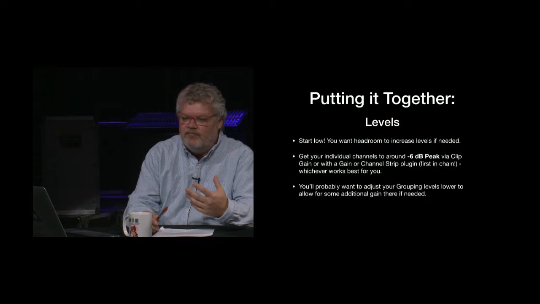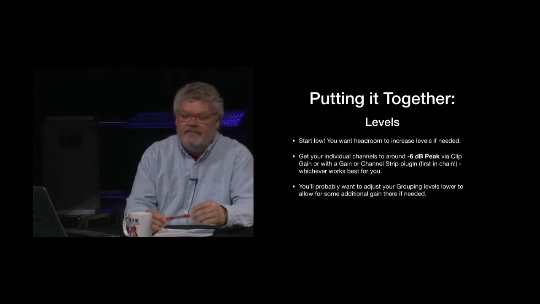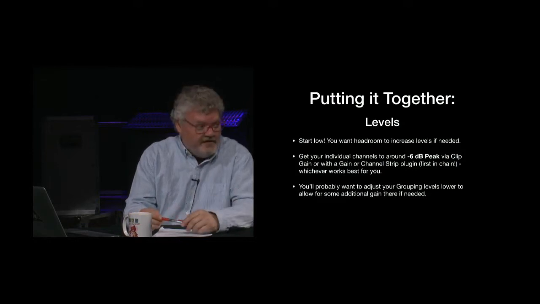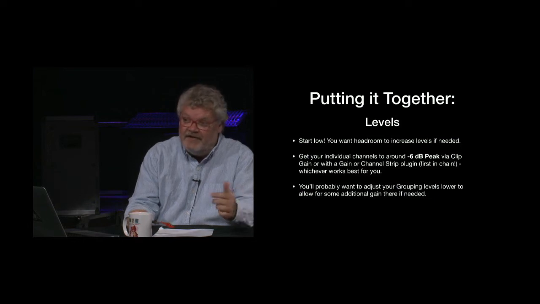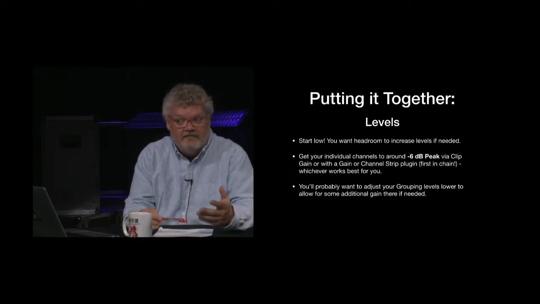We came up with, probably get individual channels to around -6 dB peak, either using clip gain or a gain plugin on each channel, or if you're using a channel strip, right? Any one will work. Make sure, by the way, if it's a gain plugin or a channel strip, that it is the very first one in the chain, right? You don't want any other processing before that. But again, it's whatever works best for you. Do you have anything to say on that?